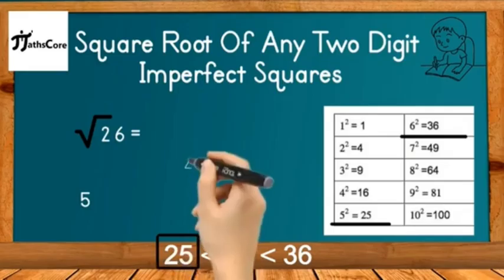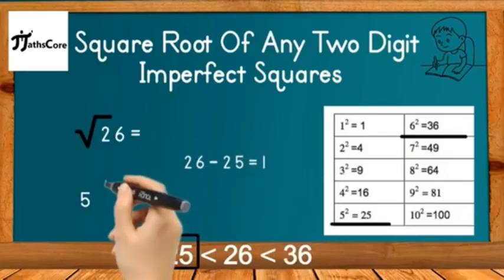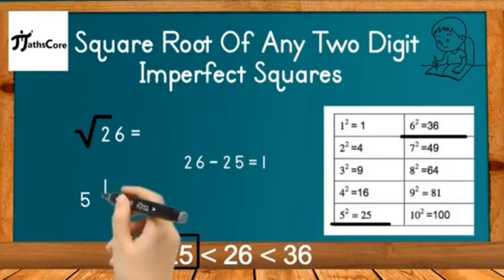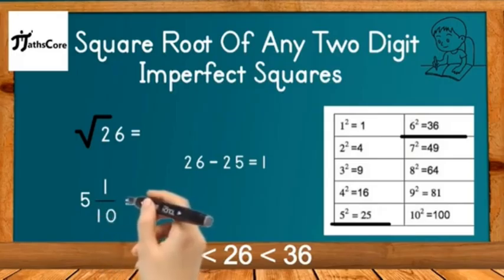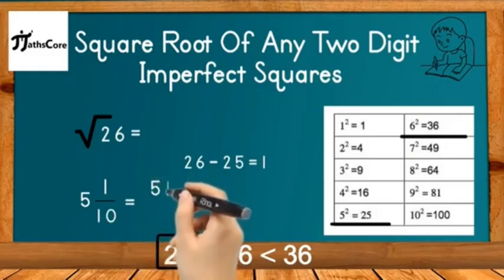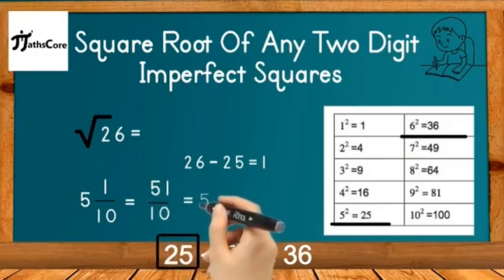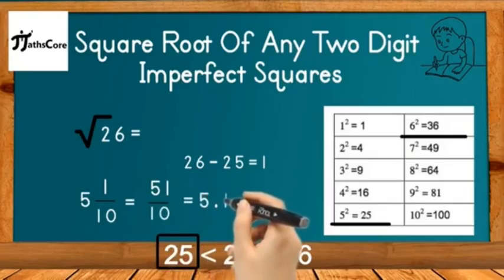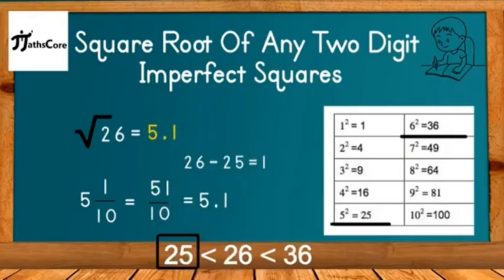subtract 25 from 26. So 26 minus 25 is equal to 1. Now write down 1 here and then divide this 1 by double of 5, which is equal to 10. So this makes a mixed fraction, which is 5 and 1 upon 10. Now let us simplify this mixed fraction. 10 multiplied by 5 is 50 and 50 plus 1 is 51. Now divide this 51 by the denominator 10. So 51 divided by 10 is equal to 5.1, and this is our final answer, which is the square root of 26.